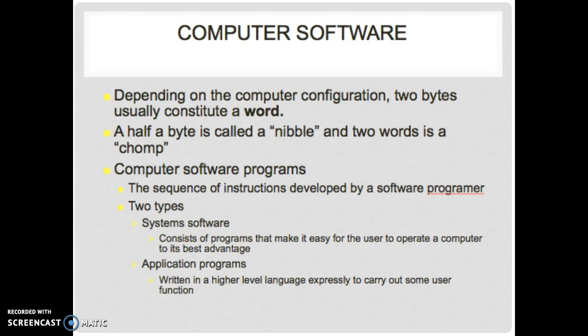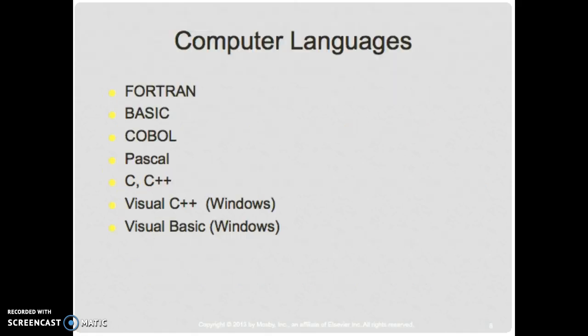The sequence of instructions developed by the software programmer comes in 2 types. There's system software, which consists of programs that make it easy for the user to operate the computer to its best advantage. And there's application programs, written in a higher level language, expressed to carry out some user function. There's a lot of different computer languages. There's C, C++, there's Windows, and there's Visual Basic. All of these different types of language depend on what computer you have and what systems you're running.